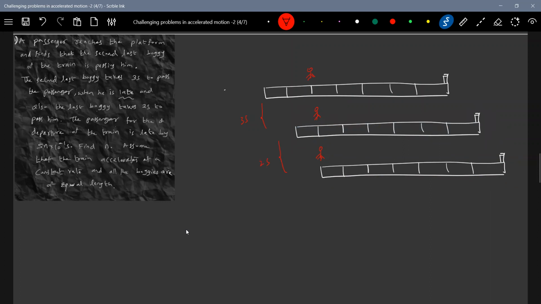The passenger for the departure of the train is late by what time? That is what is being asked. Let this velocity be u, and let this be v. And the train is going to accelerate. It is going to have constant acceleration. Let L be the length of a bogie.